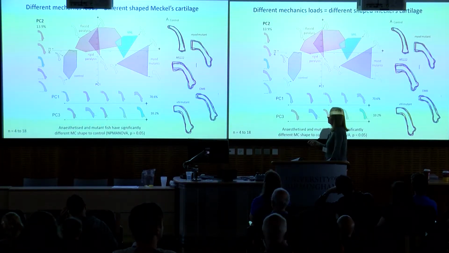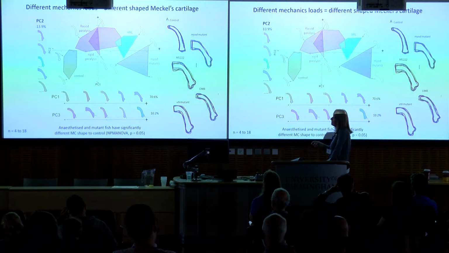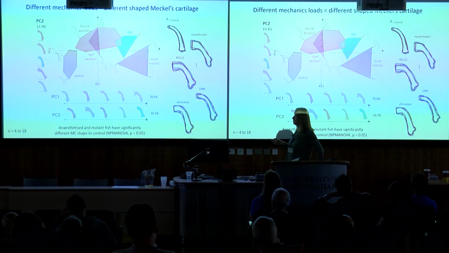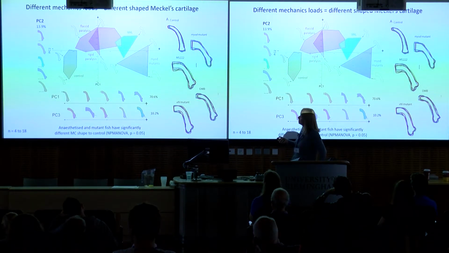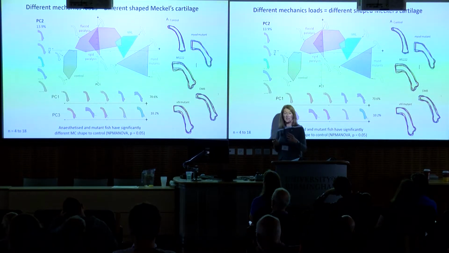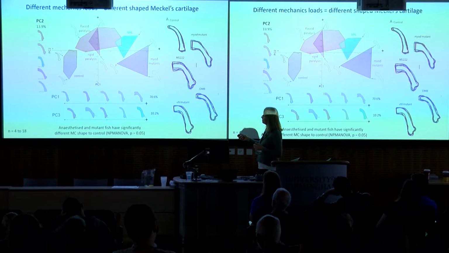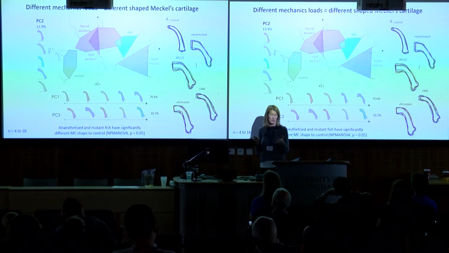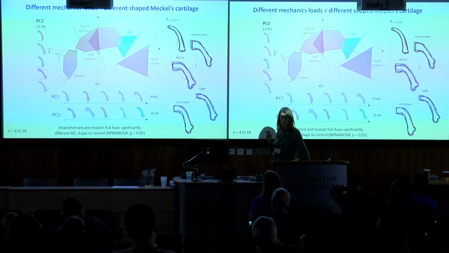And you can see quite clearly here that there's a lot of difference, which is supported statistically, between the shape of the different Meckel's cartilage. So here's our mutants with no muscle. They've got a very different jaw shape, a Meckel's shape, to the control. And so have the hyperactive forms. Interestingly, the fish that have been anesthetized, whether it's flaccid or rigid paralysis, they're indistinct in the shape of those Meckel's cartilages. But basically, if you've got a different mechanical loading environment, it leads to a different shape to Meckel's cartilage. So that's important for the shape of the jaws.